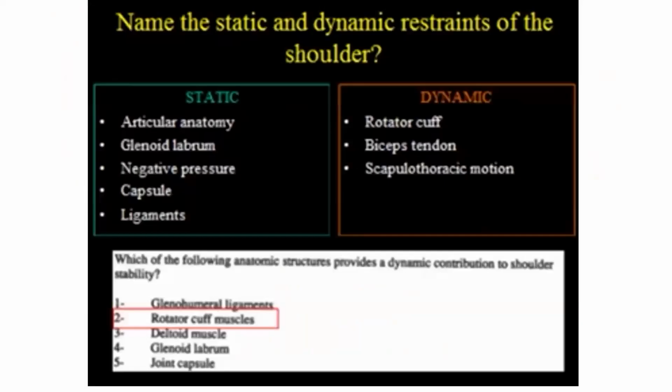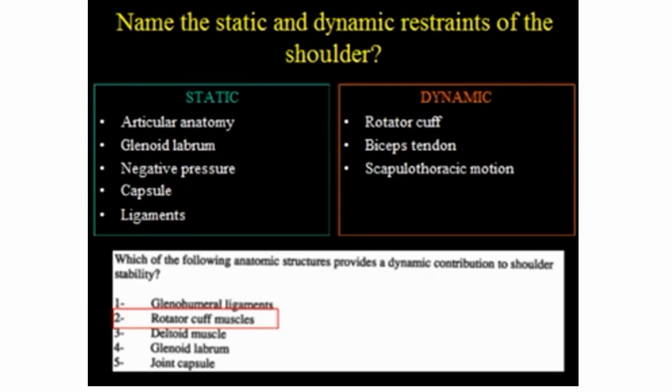Shoulder stabilization, مش رح نروح له. Name the static and dynamic restraints of the shoulder. You have to know that there are static restraints, we spoke about them, the articular anatomy of how it's built up. حكيتكم عن اللابروم, حكيتكم عن الglenoid, how it's built up. So you include the glenoid and labrum together with the anatomy. وكنت قلت لكم على negative pressure يلي occurs in the first 30 degrees of abduction. Also, you have the capsule and you have the ligaments.